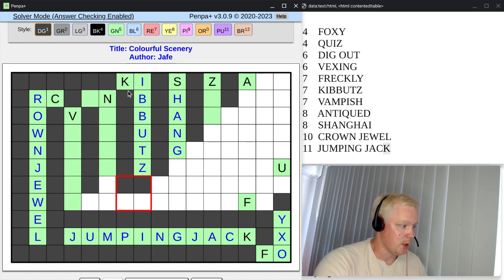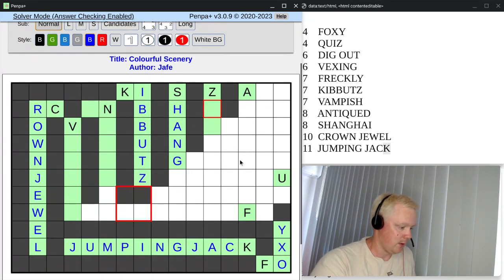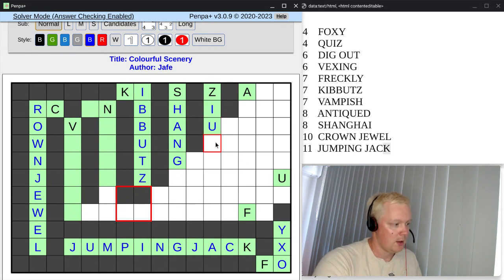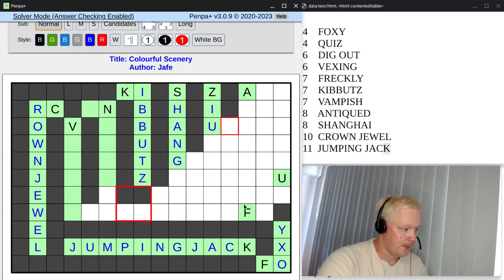This can no longer be even kibbutz, because kibbutz was used, so this has to be quiz now, and we can actually type in these letters. So this has to be quiz. The Q can be here or here, but obviously way too short to reach there. We've used crown jewel and jumping jack. We've used Shanghai for this one. We don't know where antiqued goes yet, but antiqued could be here. But A-N-T-I-Q-U-E-D. Doesn't matter where we turn, it's way too short to reach this box from this A, even if it's the longest word that it can be.